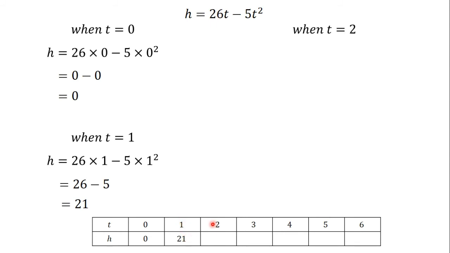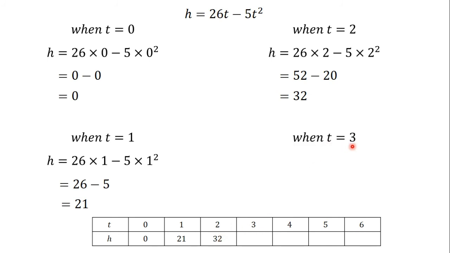The next t value is 2. When t is equal to 2, h will be equal to 26 times 2 minus 5 times 2 squared. This will give us 52 minus 20. 52 minus 20 is 32. So when t is equal to 2, h is equal to 32.